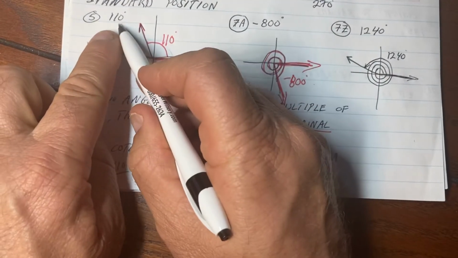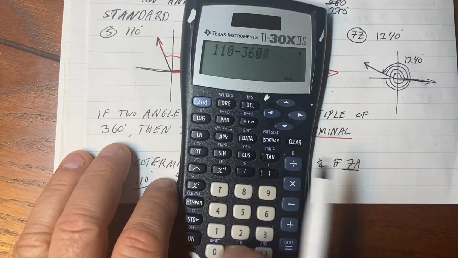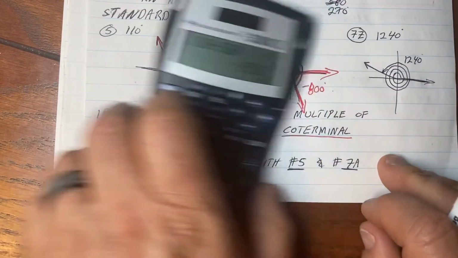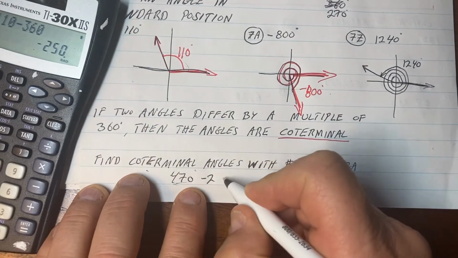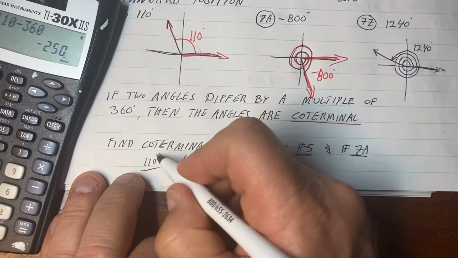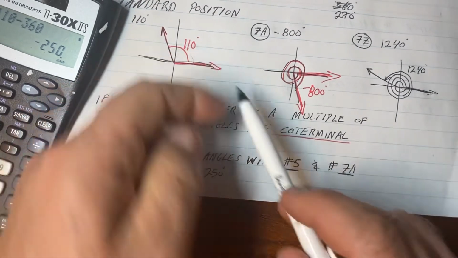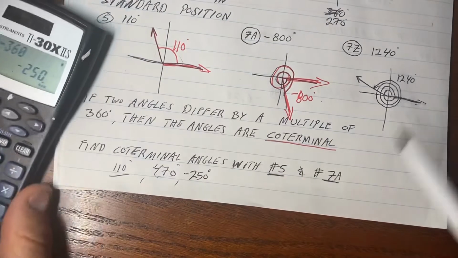So this minus 360, 110 minus 360, you get negative 250. Negative 250 degrees, you need that degree symbol. So these are all coterminal angles. They all start at the same spot, they all end at the same spot.